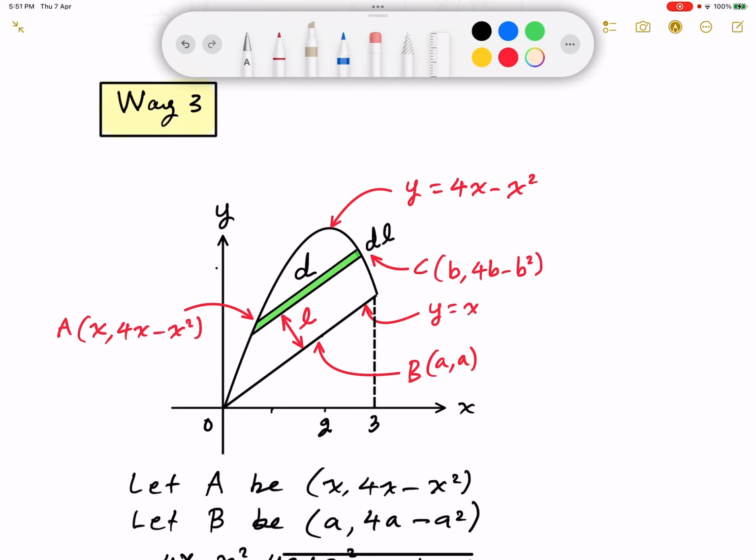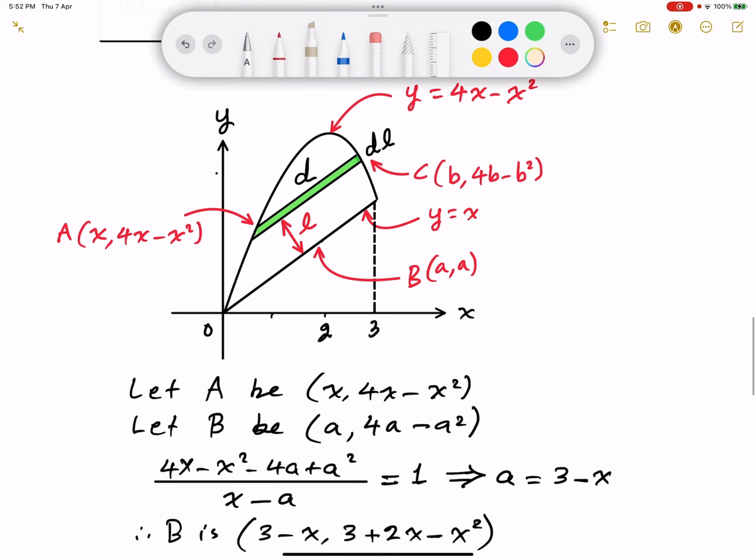So the x has to change now between 0 and a particular value between 0 and 3, which basically can be obtained by differentiating the curve and equating that with 1. So that's what we're gonna do here. Again, I will assume that the point A here is x, 4x minus x squared, which is basically any point on the curve, this one here.